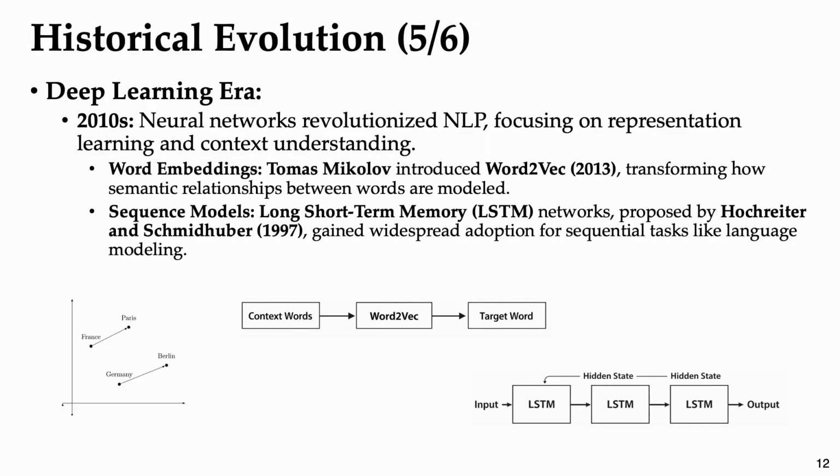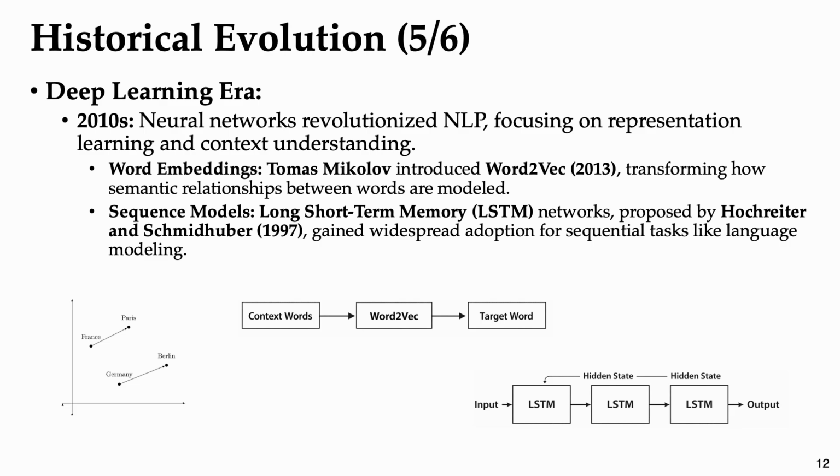Word2Vec, introduced in 2013, fundamentally changed how semantic relationships between words are modeled. Instead of representing a word simply as a sequence of characters or a discrete symbol, words are mapped to vectors in a continuous space that capture rich semantic and syntactic properties.